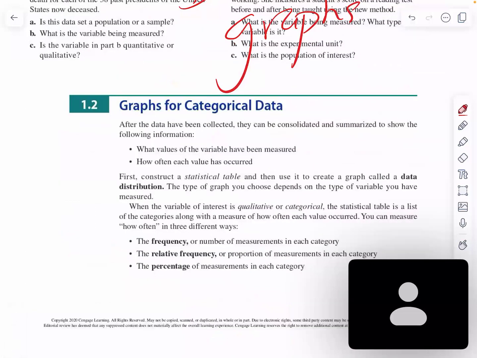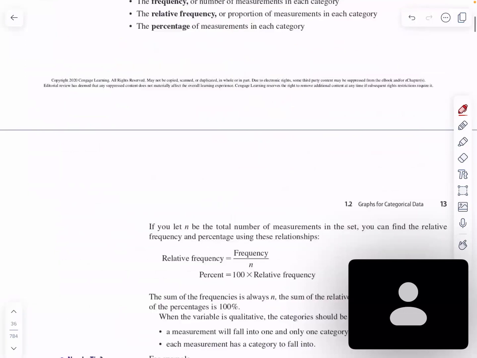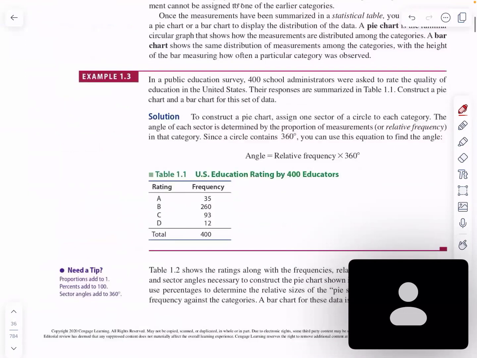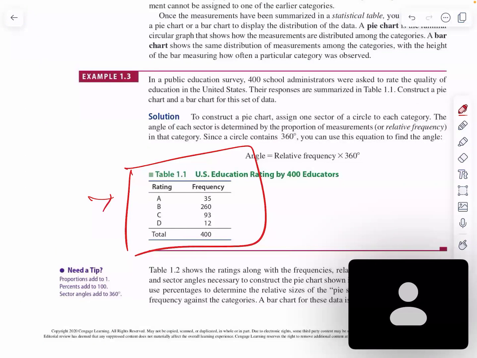Okay, so we've seen how to graph categorical data. Sometimes categorical data is another name and another word for qualitative data. Okay, so we've seen how to construct relative frequency. Now you have this table. Suppose you have this table, and the number of times you have rating A is 35. Rating B occurs 260 times. Rating C occurs 93 times. Rating D occurs 12 times. So the total rating is 400.